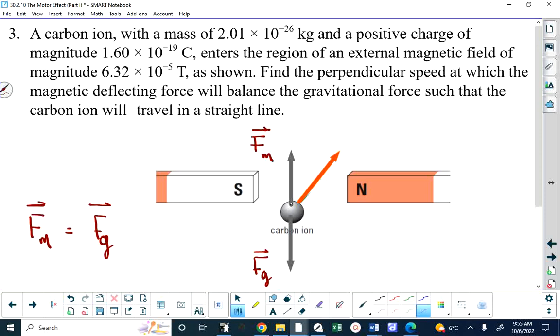Is this true, what I've just written? Why not, Carly? Because it's not F-net? Well, F-net is 0, but that doesn't affect this statement. There's something wrong with what I've written. I just said to you, look at the diagram, I just told you the relationship between those two forces. But is this a true statement?